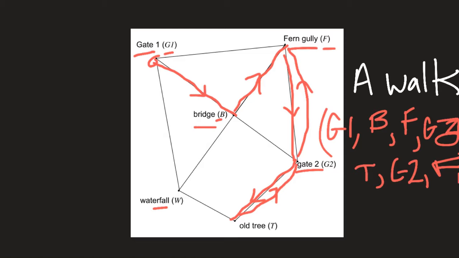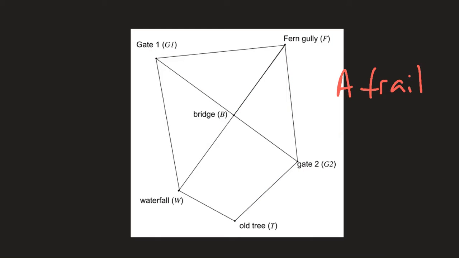Just take a second to note that a walk does not require all the edges or vertices to be different. I don't need to visit all the vertices. I don't need to visit all the edges. I'm doing exactly what it sounds like. I'm walking around within a network.